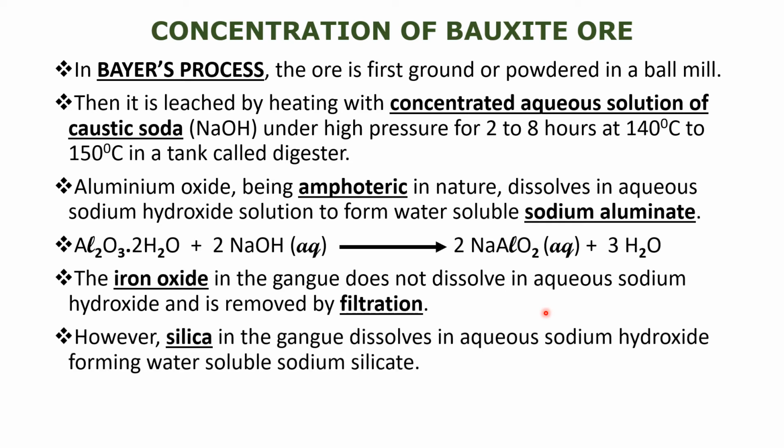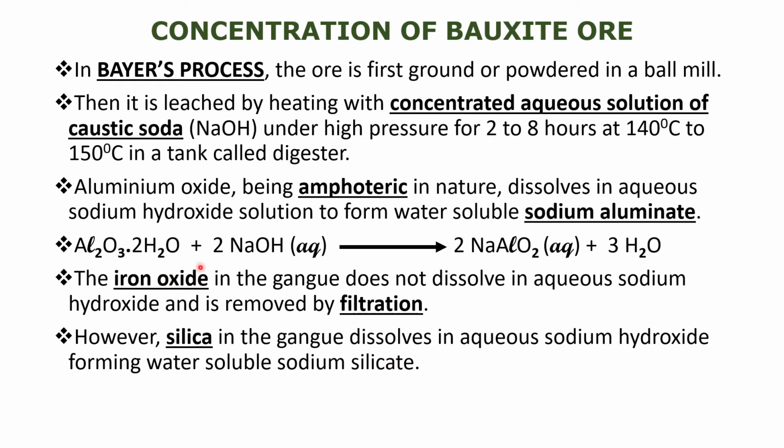However, there's one problem here. The silica, silicon dioxide, SiO2, which is also kachra, also gets dissolved in the sodium hydroxide along with the aluminium oxide, forming sodium silicate. Now this is a small problem we have.